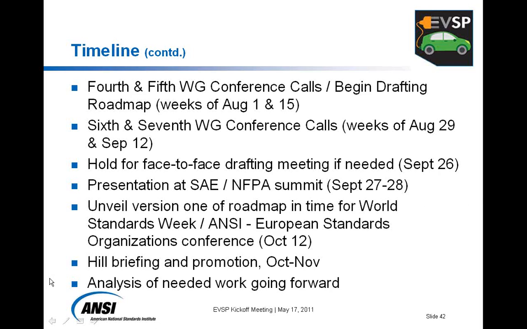Our target date is to be able to unveil version 1 of the roadmap in time for World Standards Week. World Standards Day is typically October 14th, but we are planning meetings with the European standards organizations on October 12th, and the subject of electric vehicles is slated to be one of the areas that gets discussed. So again, it's a very ambitious timeline. We'll adjust as appropriate, but this is the goal, and those of you who've been involved in ANSI panel activities before will recognize this is unlike anything that we've done before, in terms of this ambitious plan.